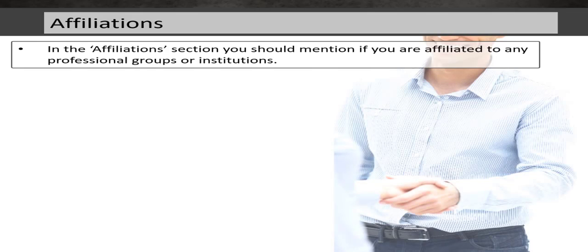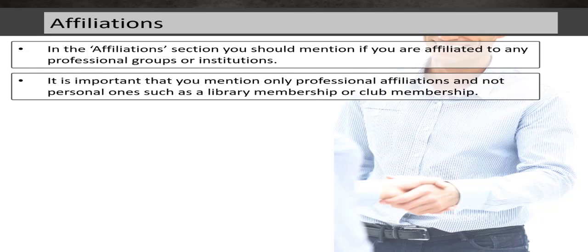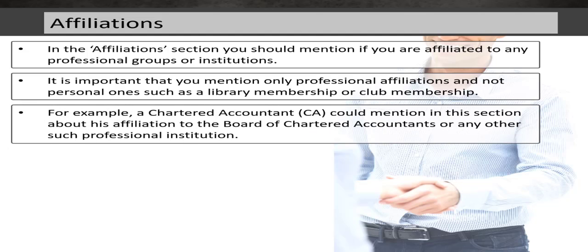Affiliations. In the Affiliations section, you should mention if you are affiliated to any professional groups or institutions. It's important that you mention only professional affiliations and not personal ones, such as a library membership or club membership. For example, a chartered accountant could mention in this section their affiliation to the Board of Chartered Accountants or any other such professional institution.